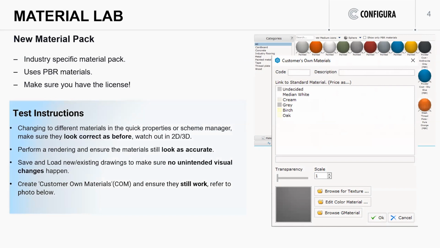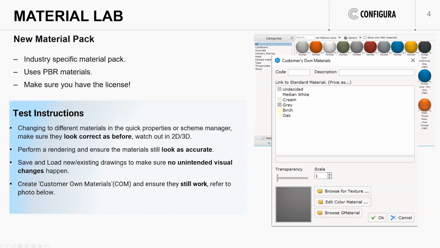Make sure that by using your manufacturer extension, changing to different materials in the create properties or scheme manager, they look correct as before. There should be no unintended changes. Please watch out in 2D and 3D as we change the materials, just to make sure they are reflected correctly and accurately. Next up, you can perform a rendering, and ensure that the materials still look as accurate.